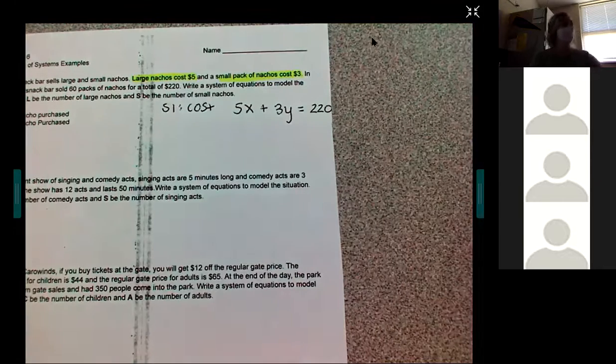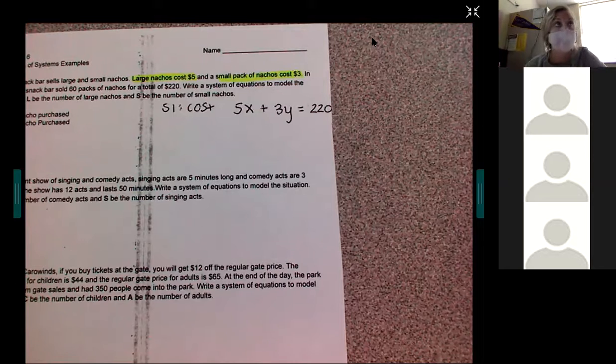Got it? 5X plus 3Y equals 220. That is your first equation. Is everybody okay with that? Any questions on the first equation?